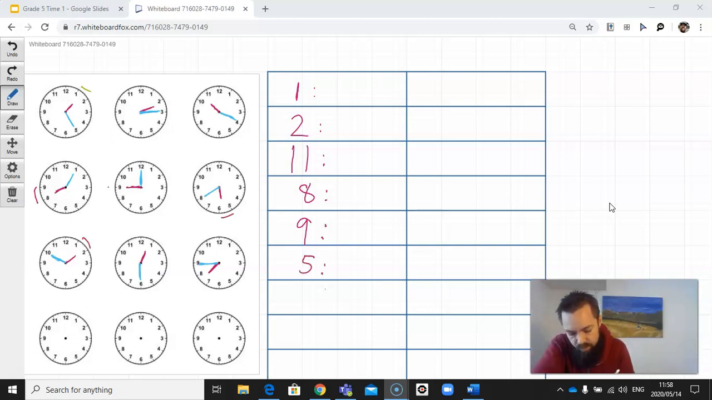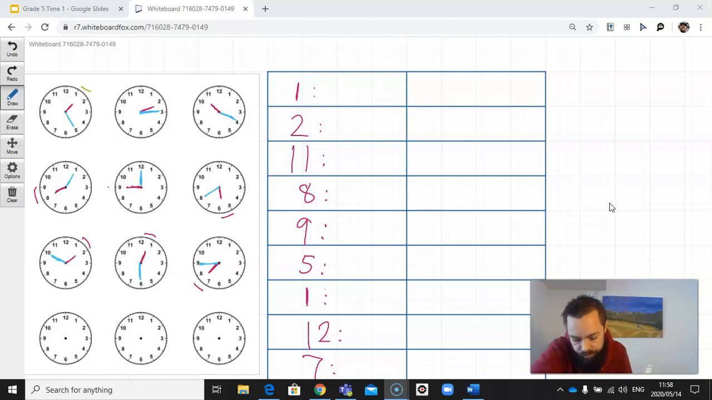For the next one, it's between 5 and 6, so we say 5. For the next one, it's between 1 and 2, so we say 1. Next one is, sorry, between 12 and 1, so we say 12. And the last one, it's between 7 and 8, and so we say 7. So we've got all the hours in place.